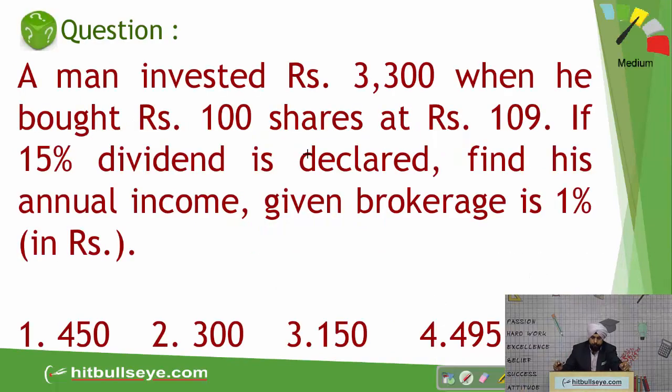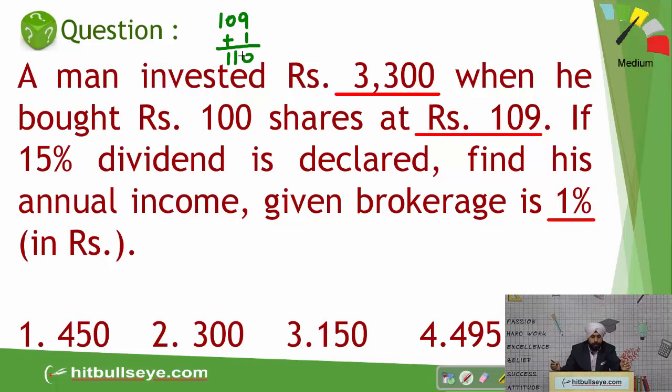This one. Now here students, he invested rupees 3300, bought 100 rupees shares at rupees 109. Don't confuse yourself. Rupees 100 shares, this means 100 is the face value he has given and 109 is the market price. 15% dividend, find his annual income. Now brokerage is 1%. Brokerage is charged on the face value, students. So 109, when you are purchasing it, your gross price will become 109 plus 1, that is 110 rupees. So you are buying it for 110.